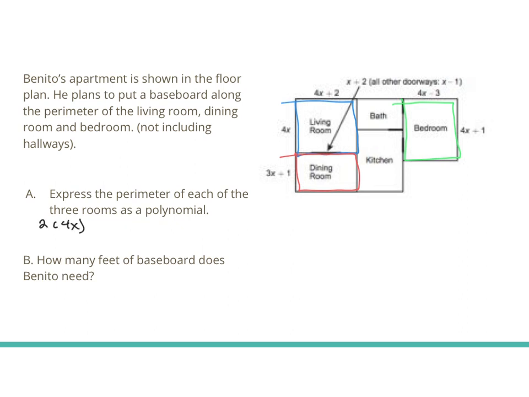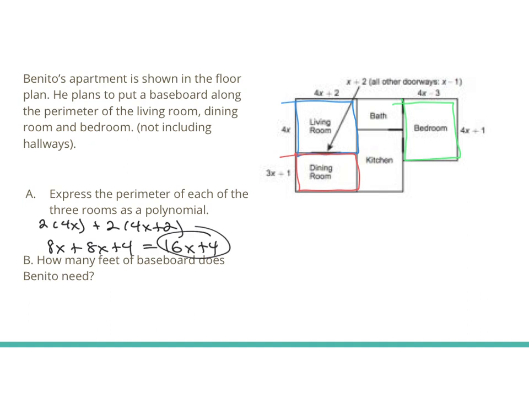And then I also have another set of sides that are going to be congruent. In this case, it'll be 4x plus 2. So I have plus 2 times 4x plus 2. I'm going to go ahead and distribute, and we get 8x plus 8x plus 4. And if I combine like terms, then we get 16x plus 4. So that would be for our living room.